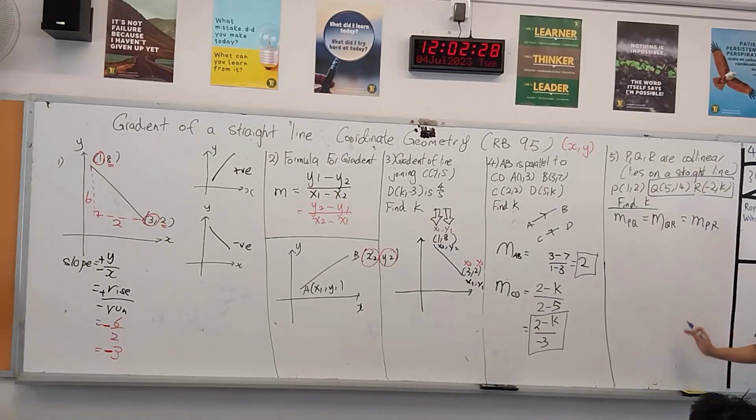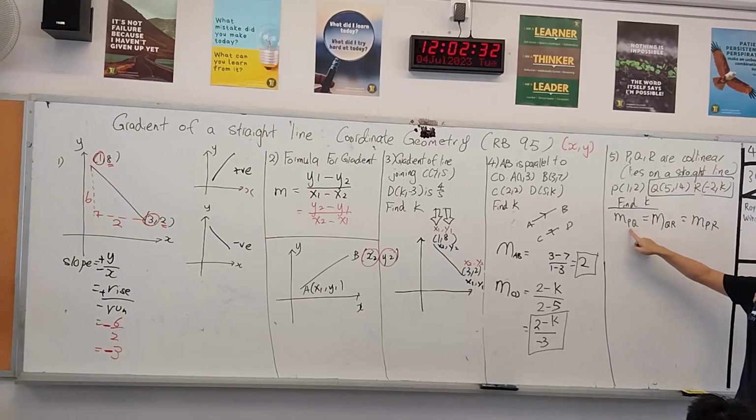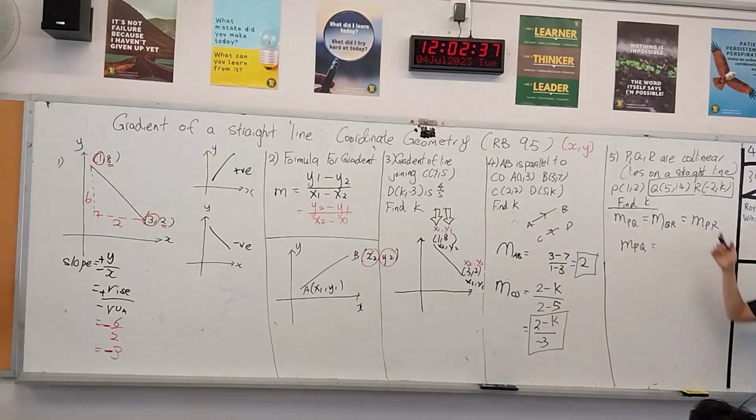So let's find some of the gradients first. You don't have to find all 3. It's going to be a waste of time. So the first gradient we find is PQ. Why do I use PQ? Because they are all numbers, easier to do.